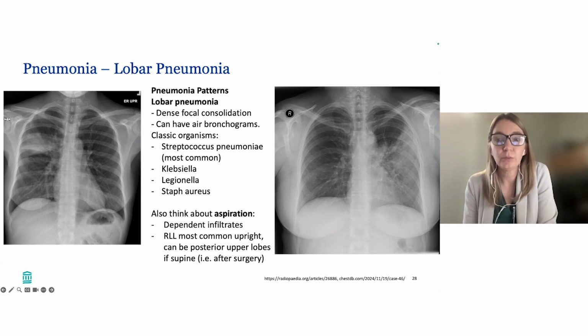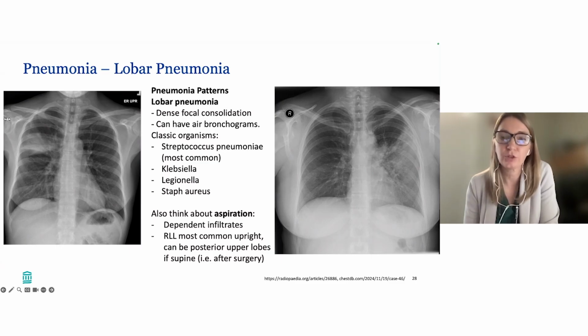When you see a focal pneumonia in the right location, you should also think about aspiration. Aspiration pneumonia presents as dependent infiltrates. The right lower lobe is the most common place for aspiration pneumonia. However, you can aspirate into the upper lobes, particularly if you aspirate while supine, as in what could happen during a surgery. The chest x-ray on the left here shows a right upper lobe pneumonia. You can make out the minor fissure here. The chest x-ray on the right shows a left lower lobe pneumonia.